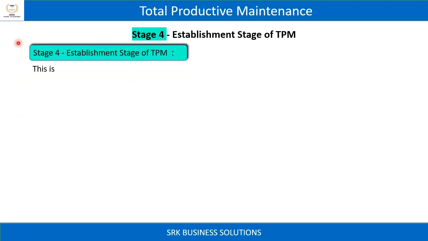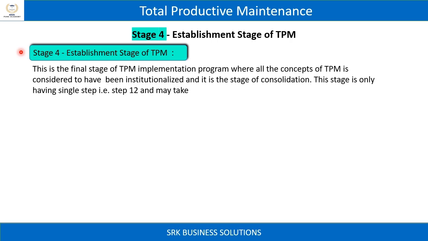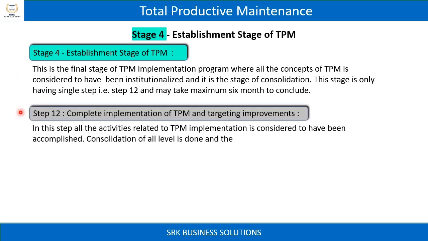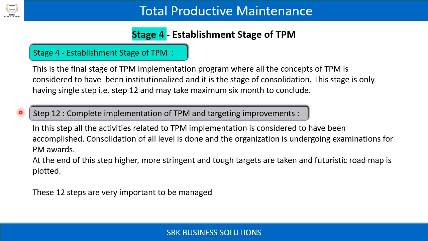Now, Stage 4, that is establishment stage of TPM. This is the final stage of TPM implementation program where all the concepts of TPM are considered to have been institutionalized, and it is the stage of consolidation. This stage has only a single step, that is step 12, and may take maximum 6 months to conclude. Step 12. Complete implementation of TPM and targeting improvements.